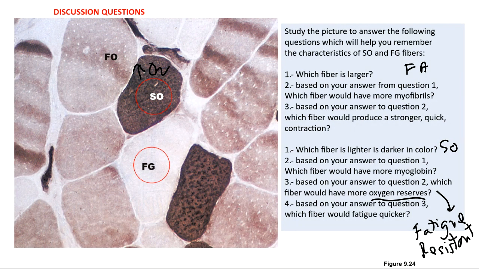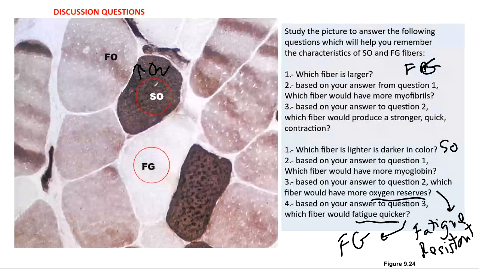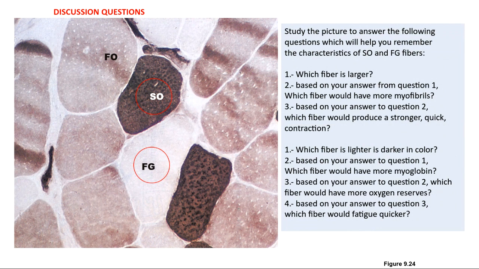So based on the answer to question 3, which fiber will fatigue quicker? Well, the answer to that would be the fast glycolytic fiber, which is not using oxygen, is using fermentation, which means it's going to make just a little bit of ATP and it will not be able to work for a longer period of time. So this is what this leads us to: fast glycolytic fibers are going to give us a stronger contraction.